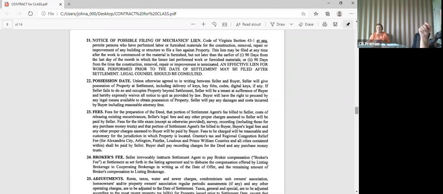Okay. Crazy. But anyway, an effective lien for work performed prior to the date of settlement may be filed after settlement. Legal counsel should be consulted. This is really scary sometimes to talk to people about.